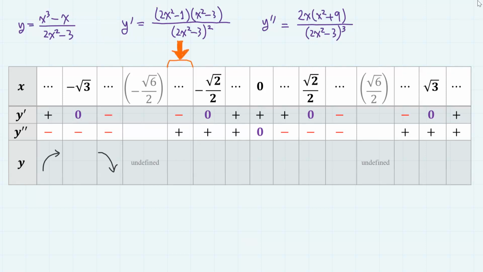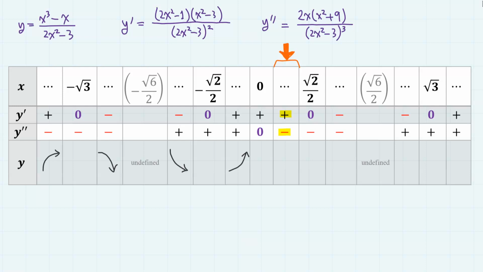Next, when x is in between minus square root of 6 over 2 and minus square root of 2 over 2. Here, the first derivative is negative, so the function decreases, and the second derivative is positive, so the function is convex. Therefore, now the function decreases in this manner, in contrast to the previous region. Then, between minus square root of 2 over 2 and 0, the first derivative is positive, and the second derivative is also positive, so the graph increases while remaining convex.